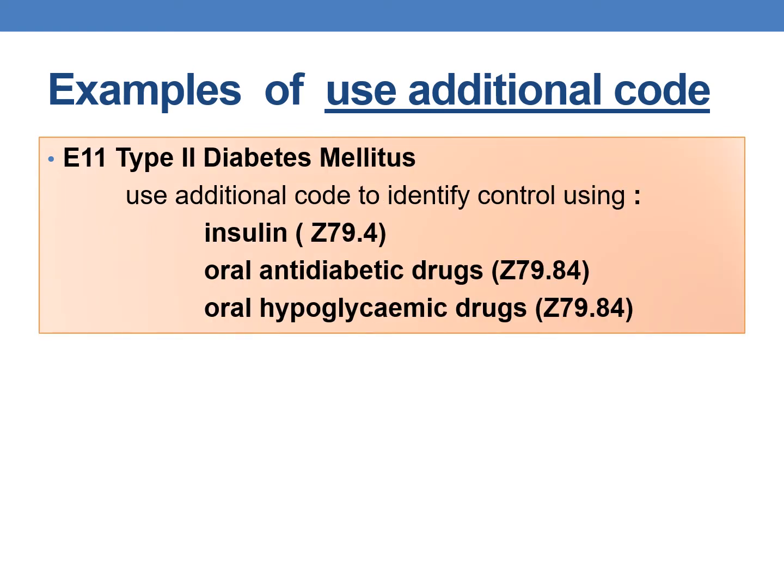Next is E11, type 2 diabetes mellitus. Even under type 2 diabetes mellitus, you find the use additional code convention to identify the control. If it is controlled using insulin, you need to code Z79.4. If oral anti-diabetic drugs are used, you need to use an additional code along with the E11 series, that is Z79.84.